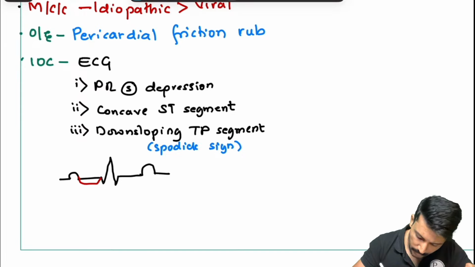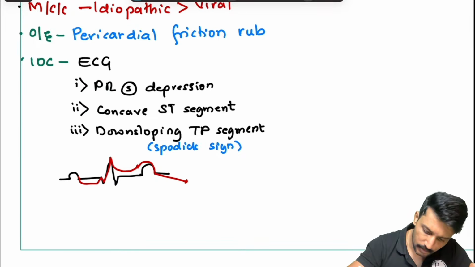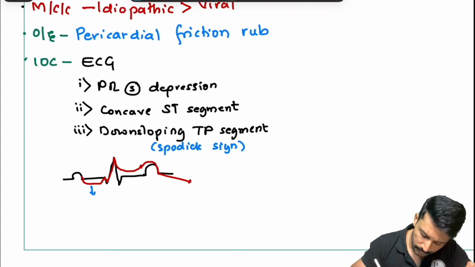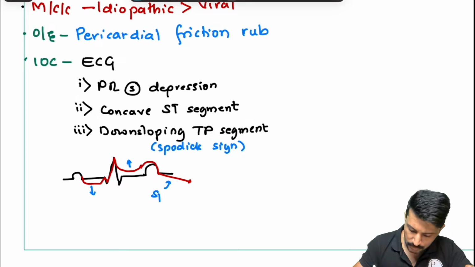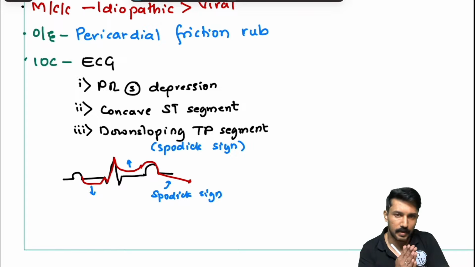There will be a depressed PR segment and a concavely elevated ST segment, and then the TP segment starts on the baseline but goes downwards, right? So as you see here, PR is depressed, ST is elevated but concave, and there is a downsloping TP segment, which I have also called the Spodek sign, as I just told you. So this is the ECG finding that we are going to get.